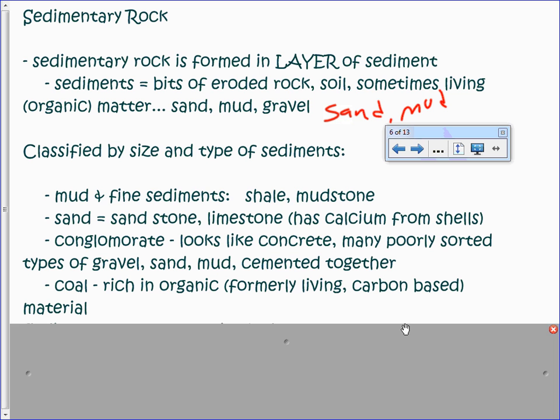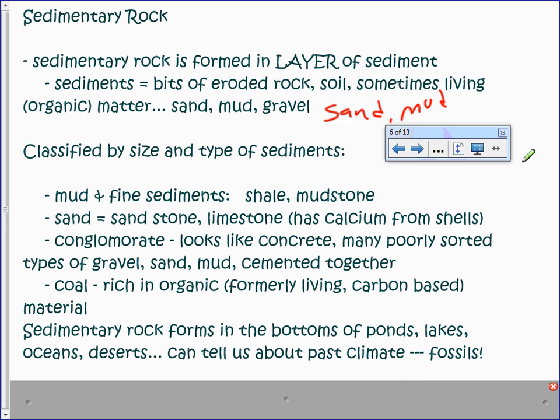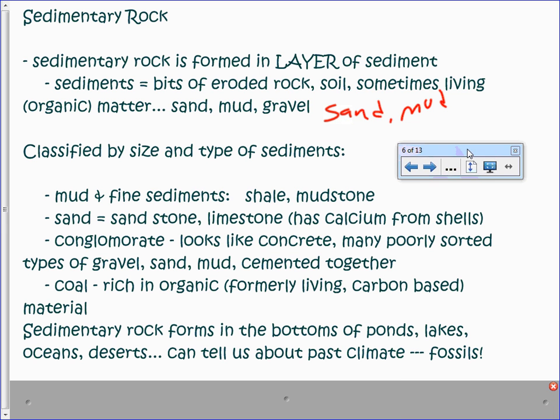So write this down, but then take a look in your box for types of sedimentary rock. Sedimentary rock forms in the bottoms of ponds and lakes and oceans and deserts. It can tell us about past climate because of the fossils. It can tell us about past climate because of what it's made of. If you have a lot of sandstone, it could be that the area was a beach or desert. If you have ripple marks that get fossilized in, obviously that tells you there was water. Poorly sorted things with lots of big rocks and small rocks indicate there was fast moving water, like flooding.